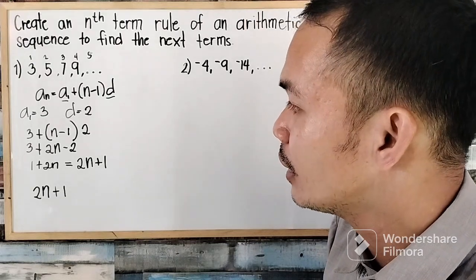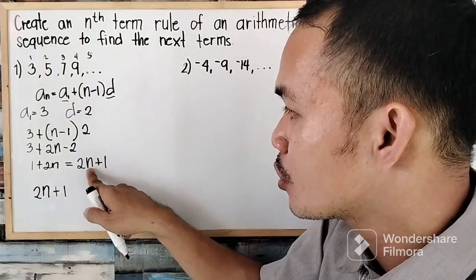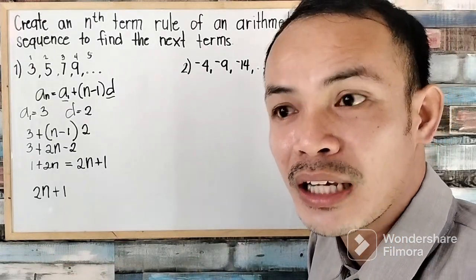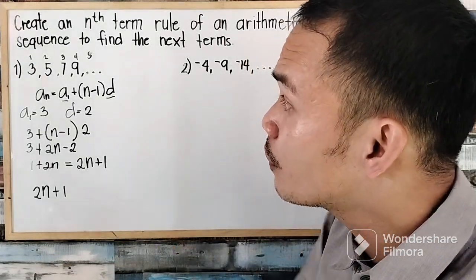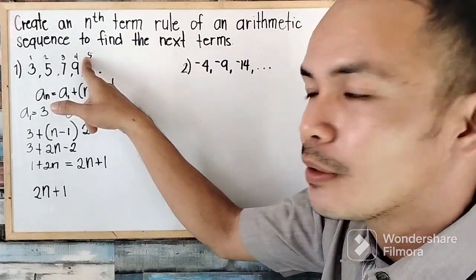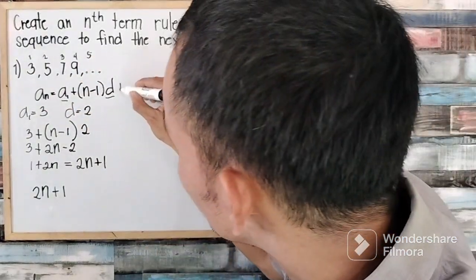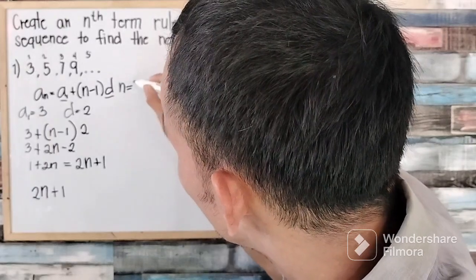So, ano yung gagawin natin? So, we have to substitute n by its value. Pero hindi pa natin alam kung ano yung value ng n. Halimbawa, if you want to find the fifth term, right? Hindi given yung fifth term dito. So, yung n natin is equal to 5.